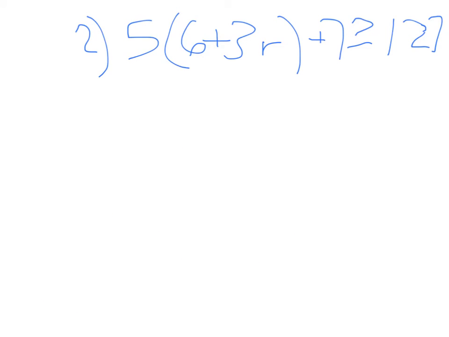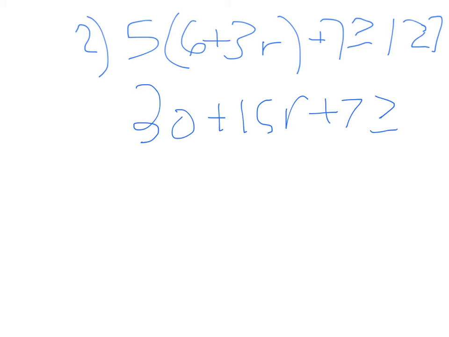So this is numero dos, and so I'm going to do my distributive property. And remember to pause the video, probably about right now. All right, now that you're back, we're going to do the distributive property. So we got 30, and then plus 15r plus 7. And we're combining like terms, so it's going to be 37 plus 15r.